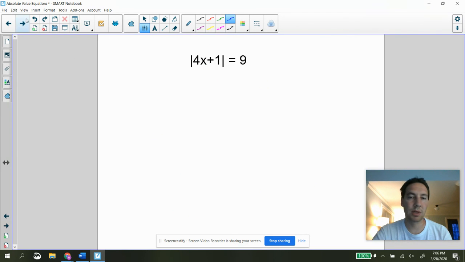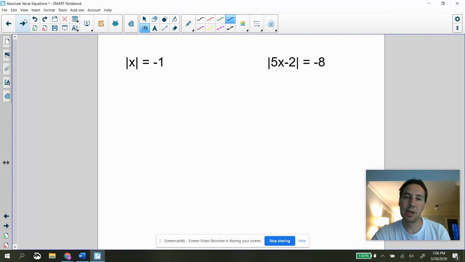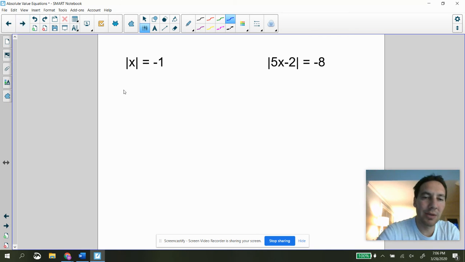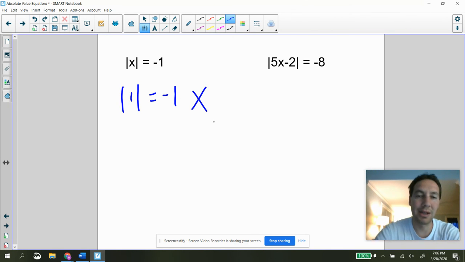All right, I'm going to skip this one, but you can pause it here if you want to try this one out. And I want to show you one more thing that could happen. What happens if your absolute value equals a negative? Well, let's try plugging something in. What if we plug in 1? Would that equal -1? No, that's not right.